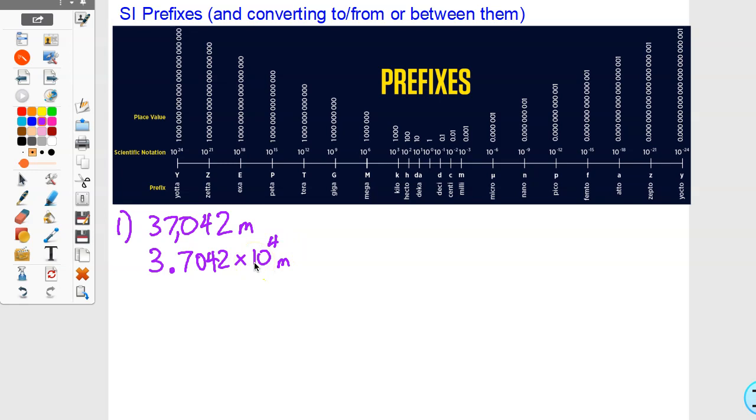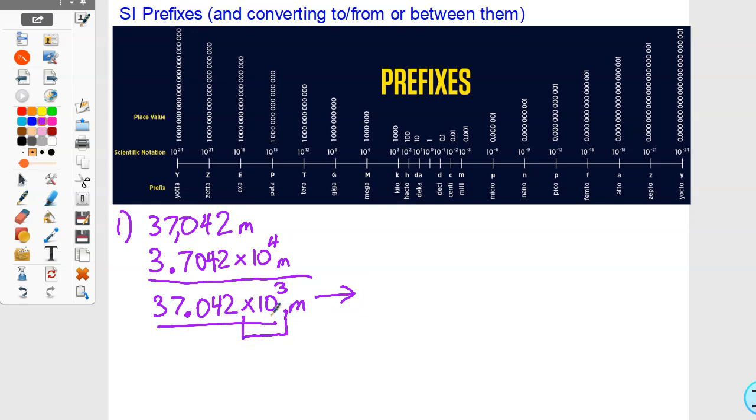But kilo is 10 to the 3, not 10 to the 4. So if I want to make this some number of kilometers, I've got to rewrite this number one more time so that it has a times 10 to the 3 here. So I can just replace it with kilo. That would be 37.042 times 10 to the 3. Just don't move the decimal so many times. Now it's really easy to go straight from the number that I have into kilometers, because I just drop this times 10 to the 3 part and replace it with K.